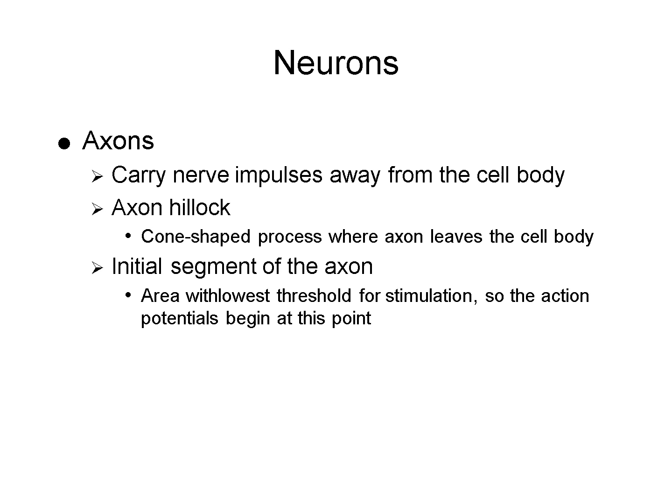The axon is the part of the neuron that carries electrical impulses away from the cell body. The axon begins at the axon hillock, a cone-shaped area where signals are initiated. The initial segment has the lowest threshold, making it the usual site of action potential generation. This ensures efficient signal transmission down the nerve fiber.